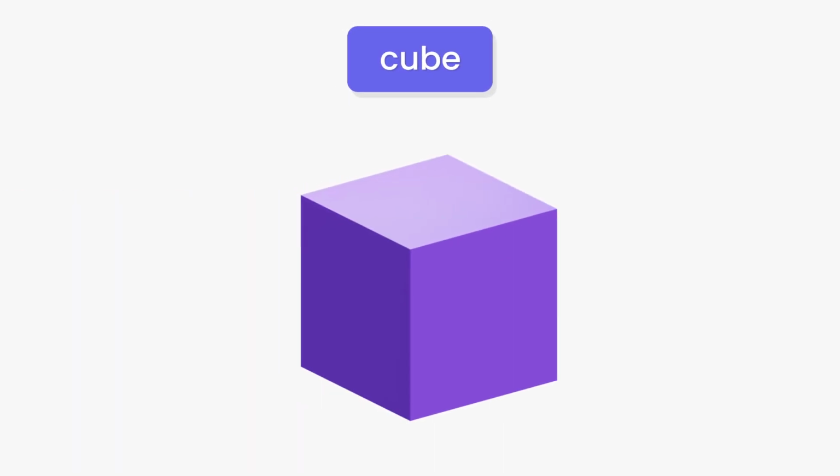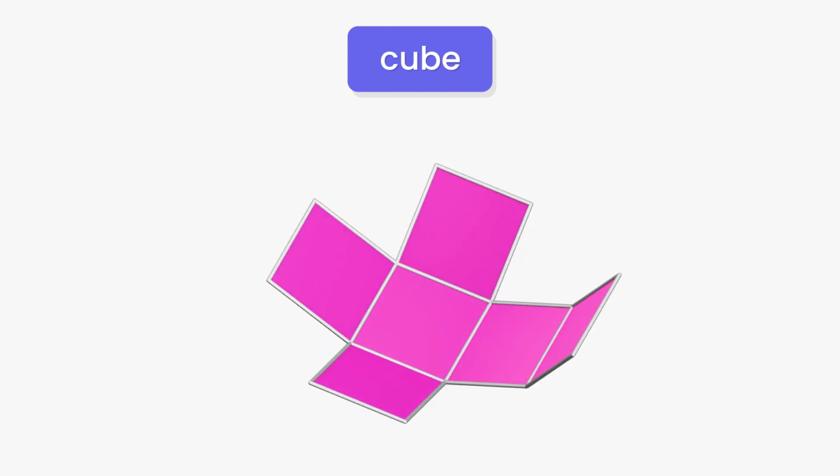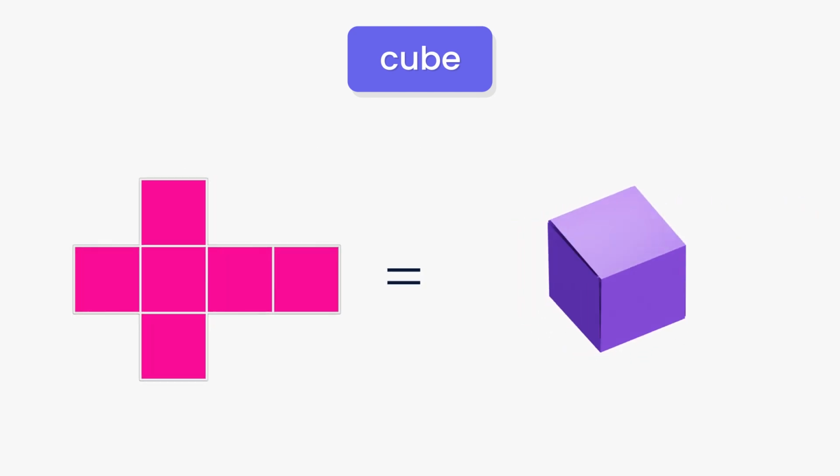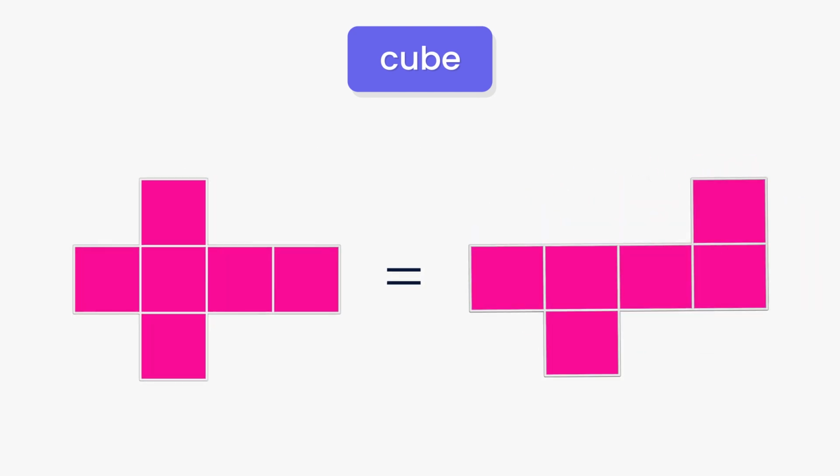Here's another example, a special case of a rectangular prism, a cube. Cubes have 6 faces that are all squares. All the faces are identical because all the edges are of equal length. In this cube, the length, width, and height are equal to 3. Here is one way to unfold a cube, but you can unfold it however you like.